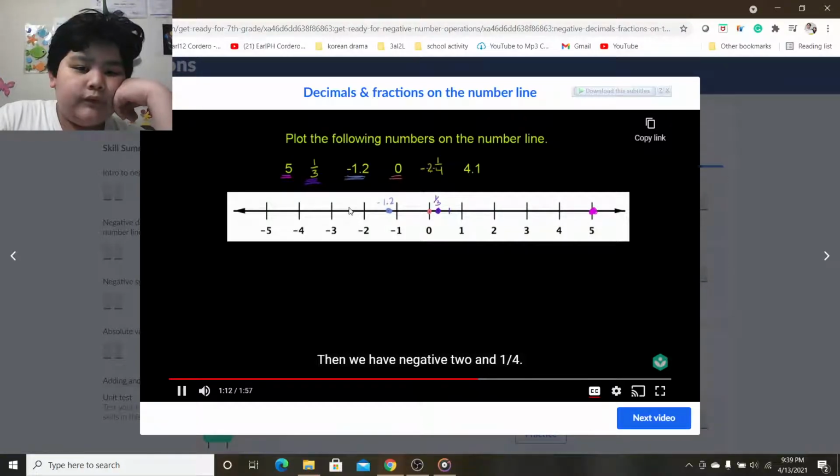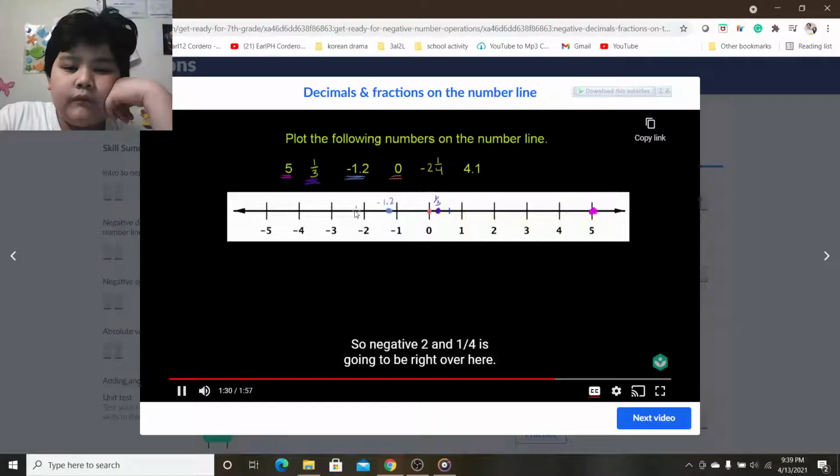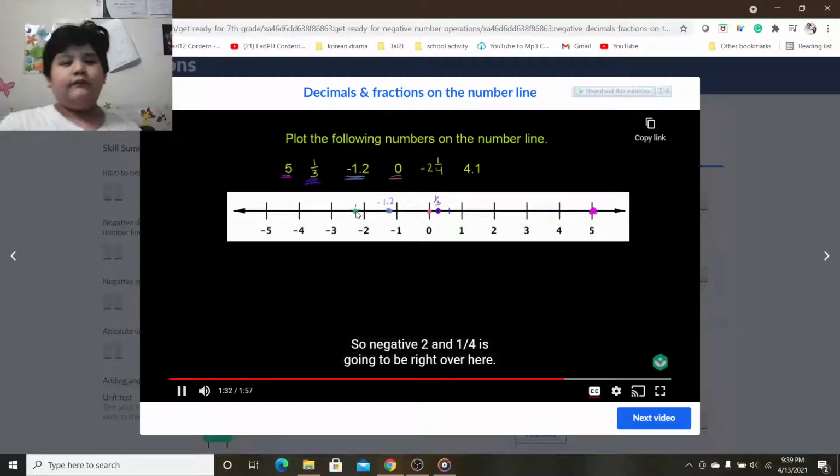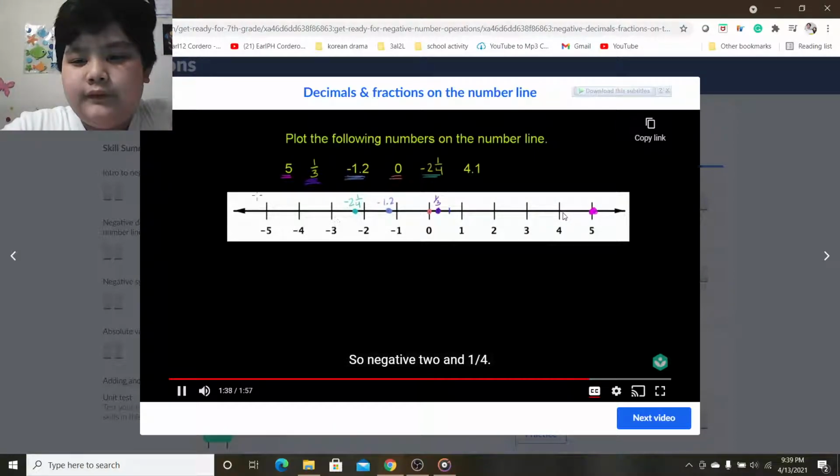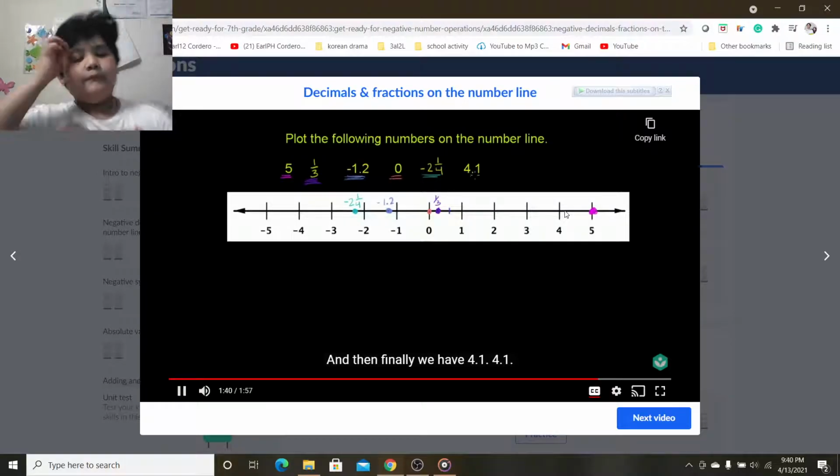So we have negative 2 and 1/4. So let's go to negative 2. Negative 2 is here, and it's more negative than negative 2. It's negative 2 and then another negative 1/4. So it's negative 2 and then we go 1/4 of the way to negative 3. So negative 2 and 1/4 is going to be right over there. And finally we have 4.1.